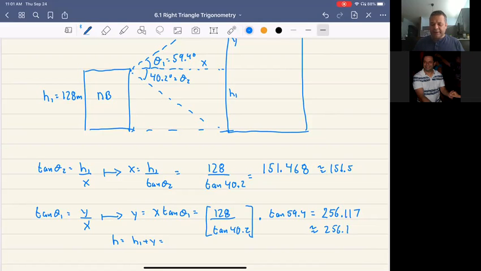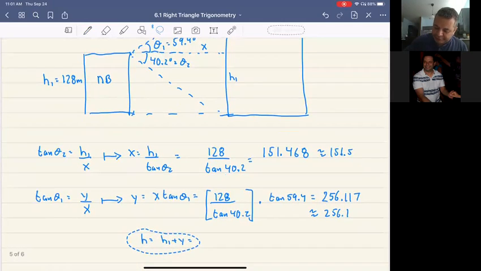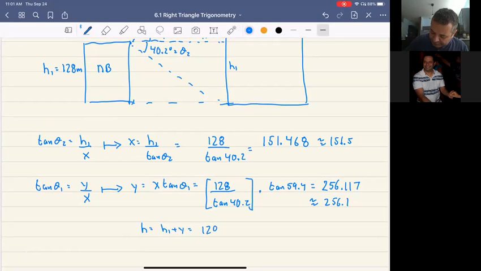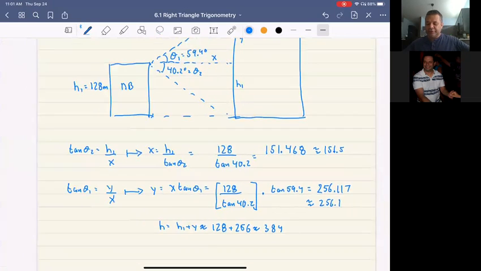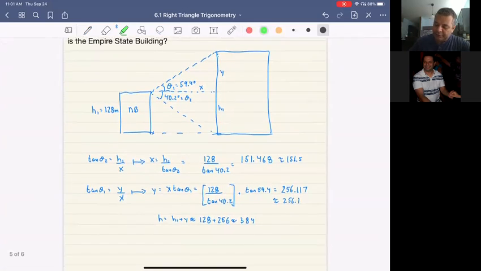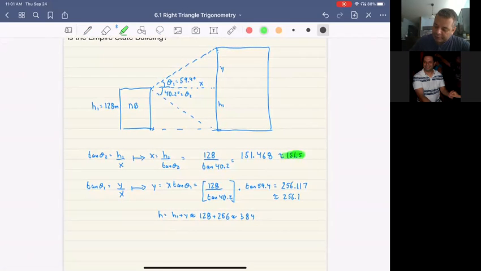Okay, and let's add that to our 128. I guess they rounded it to the nearest meters because they took 128 plus 256 to get 384. Okay, so the answers that we were asked for again were the x, the distance between them, and the height, which was 384. Okay, see you in the next problem.